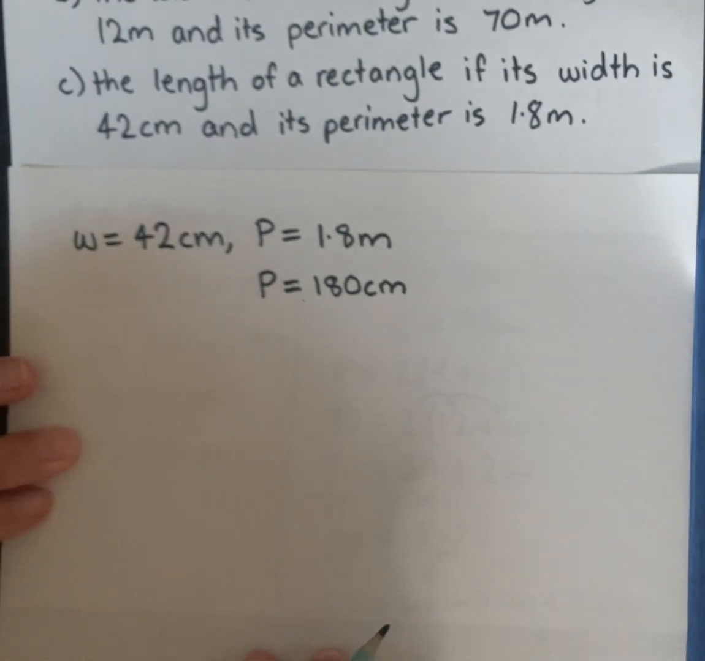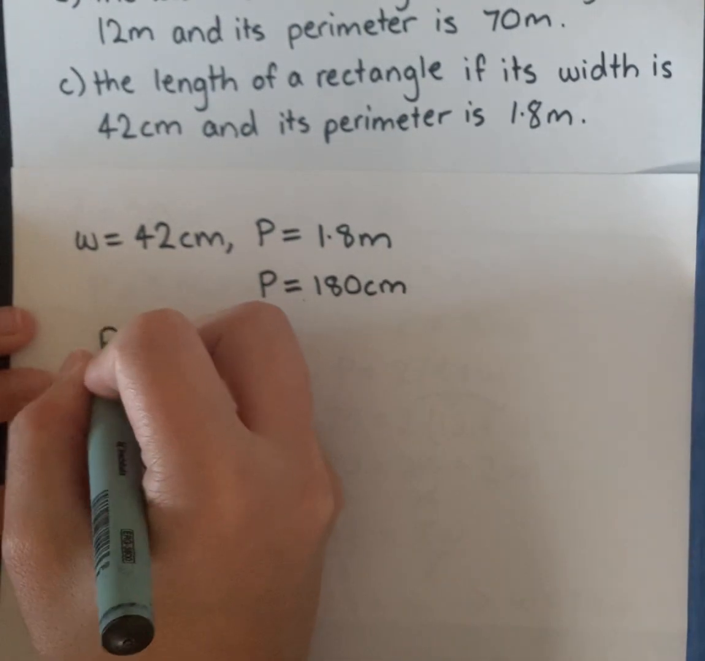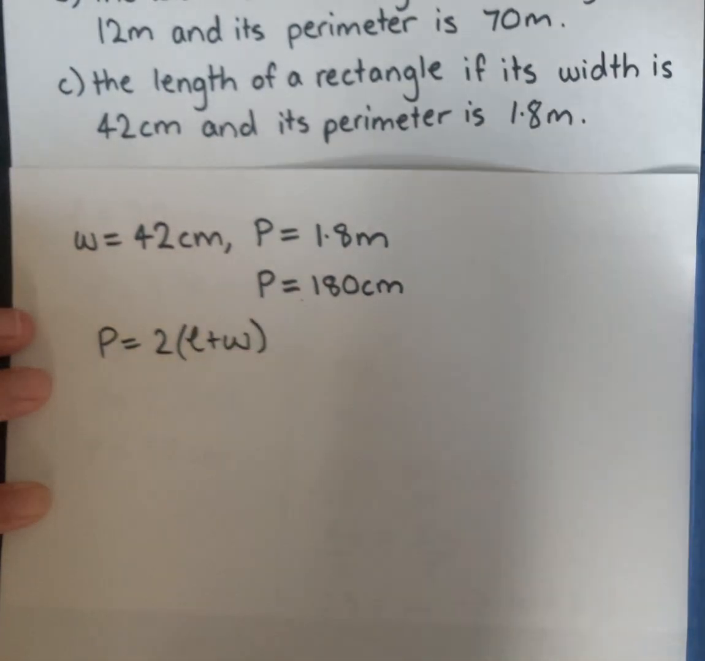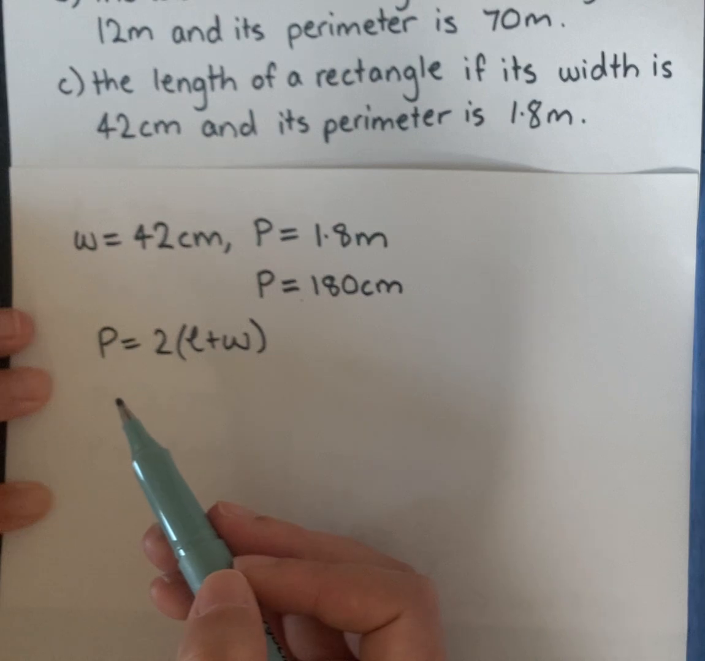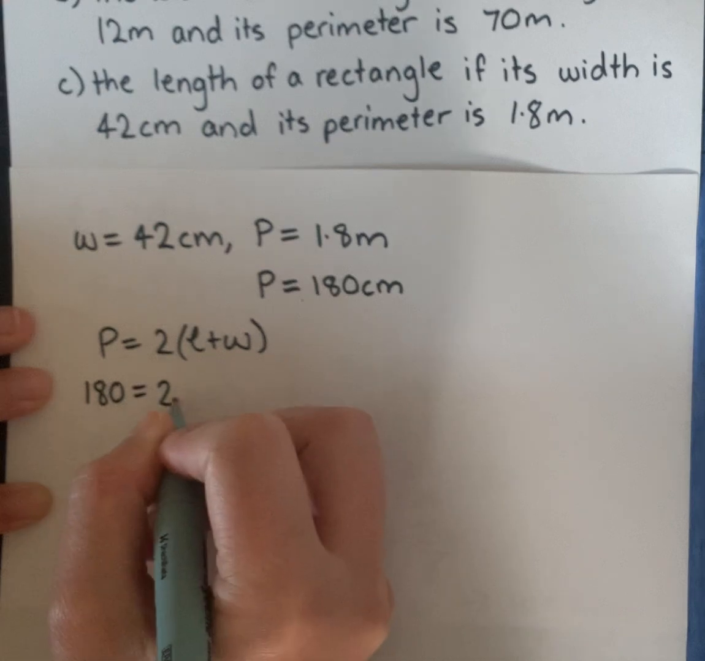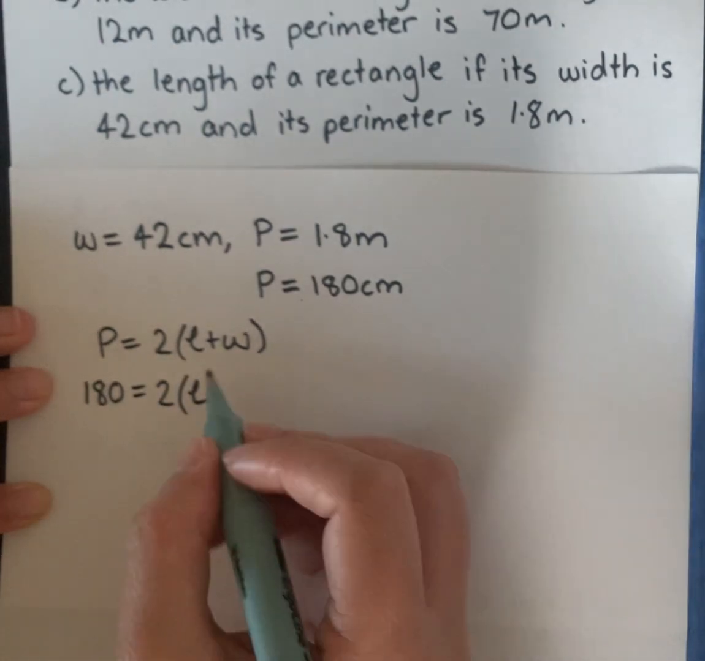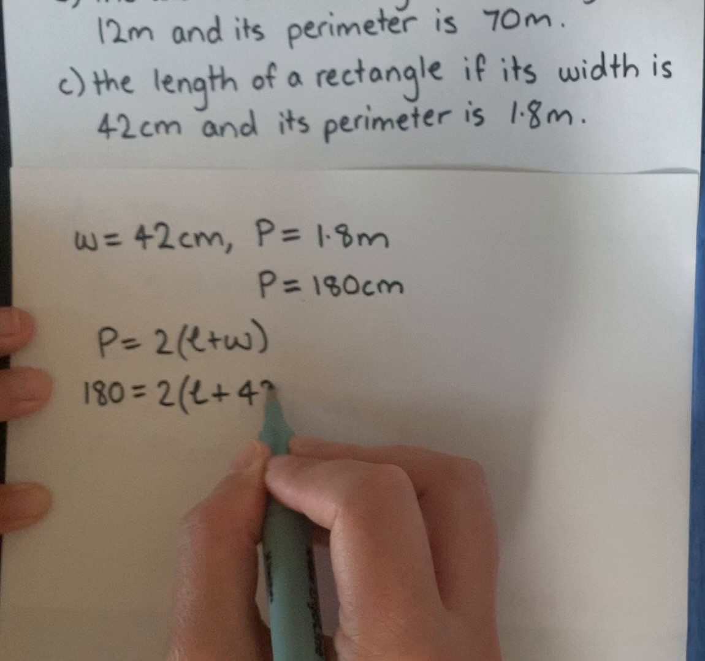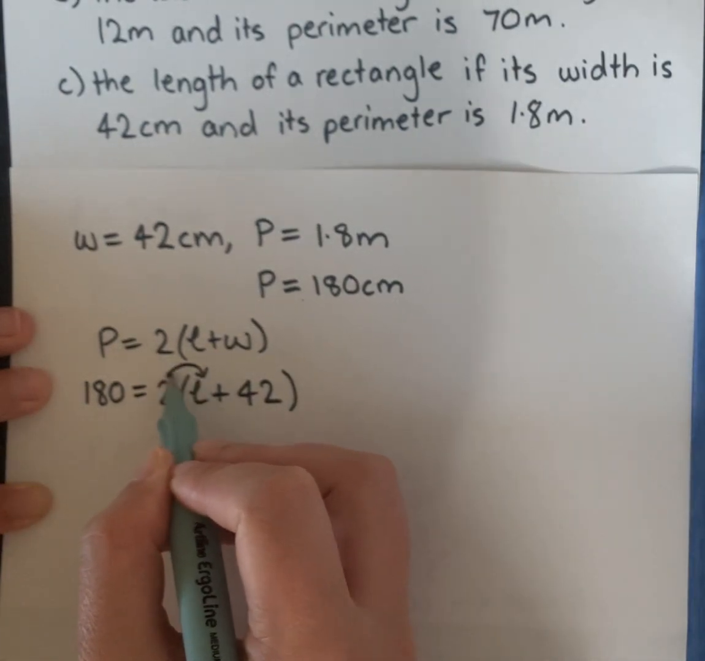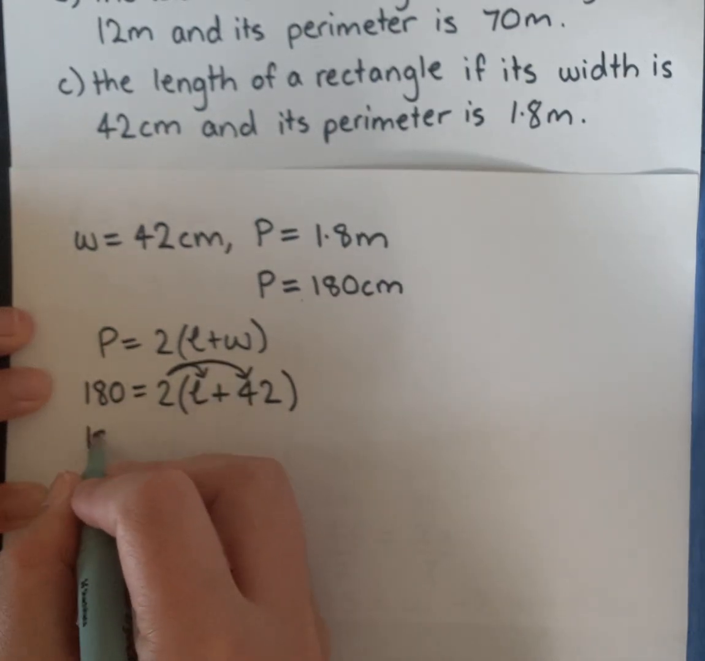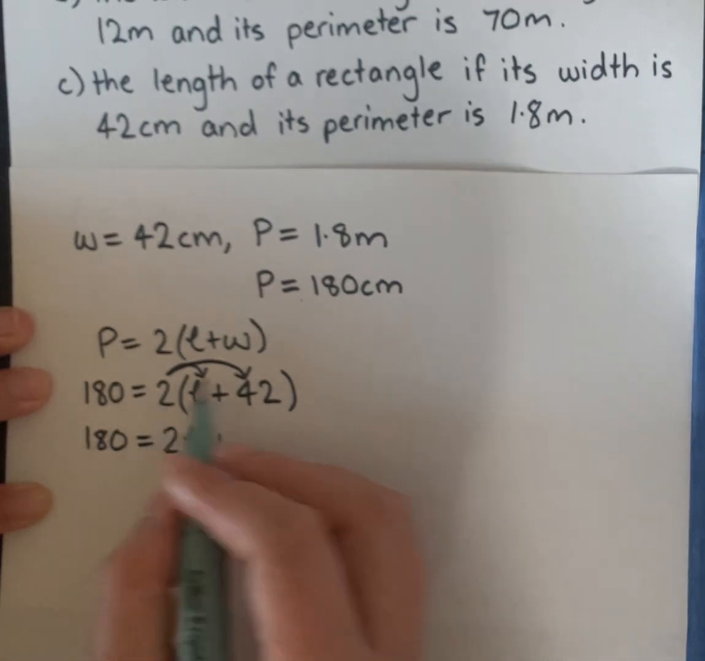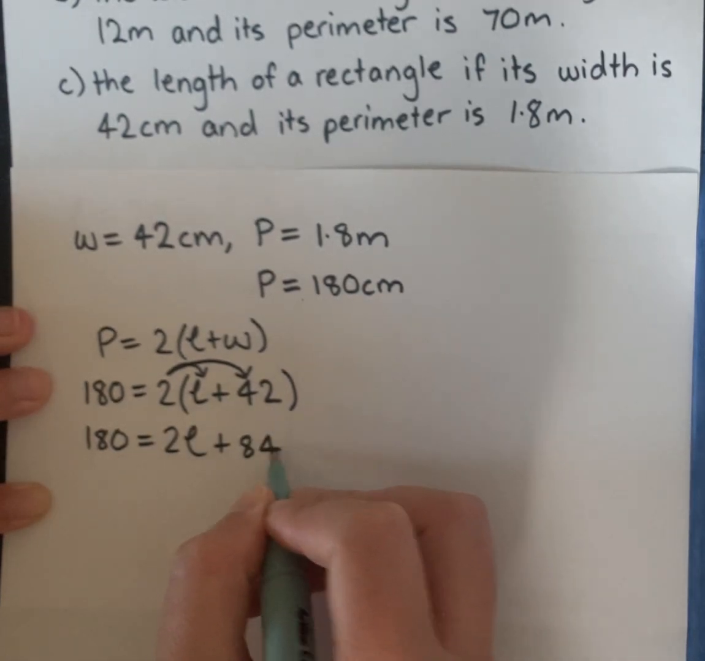So we can start. What was our formula? Formula was P equals 2 outside of L plus W. And now we just need to substitute in our values for W and P. So P is 180 over here. We don't know L, so we'll leave that as L. And W is 42. Okay, so now we just need to solve this equation to get L. So on the left, we've got 180. On the right, we've got 2 times L is 2L, plus 2 times 42 is 84.